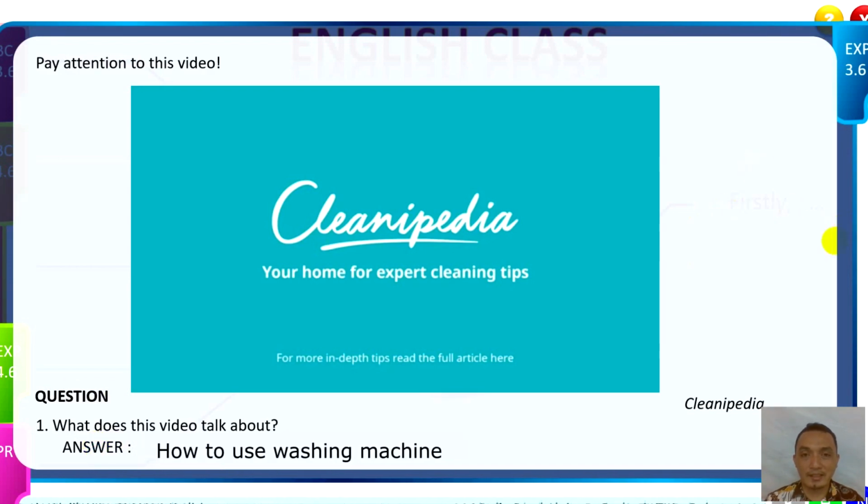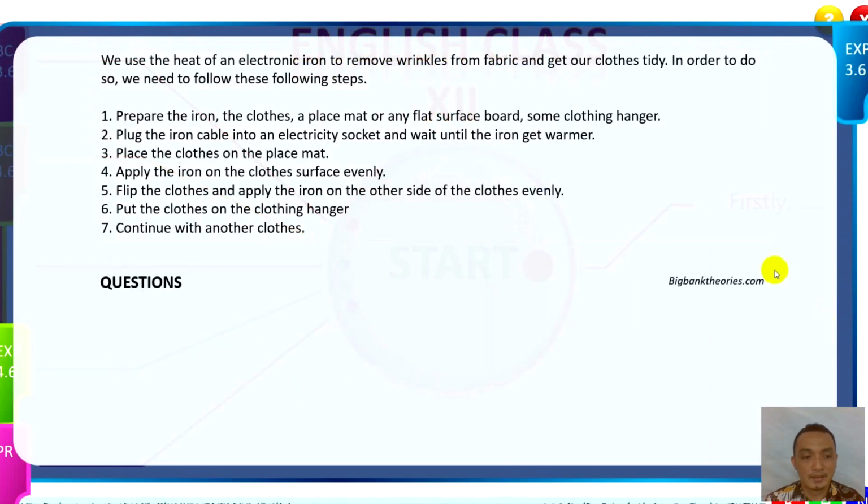So, students, let's continue to the next screen. Here, I have a third model text relating to the topic given here. It is a procedure text, and you can see on the screen that it starts with: we use the heat of an electric iron to remove wrinkles from fabric and get our clothes tidy. In order to do so, we need to follow these steps. Number one, prepare the iron, the clothes, a placemat or any flat surface board, some clothing hangers, and then number two is plug the iron cable into the electricity socket and wait until the iron gets warmer.